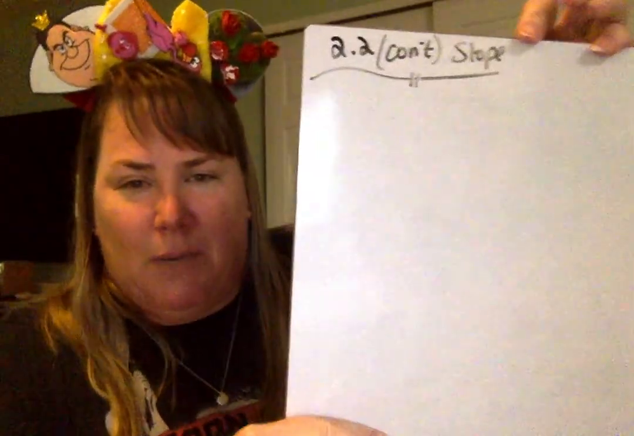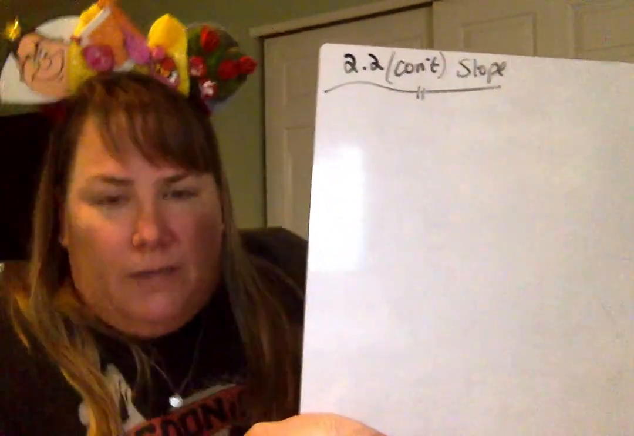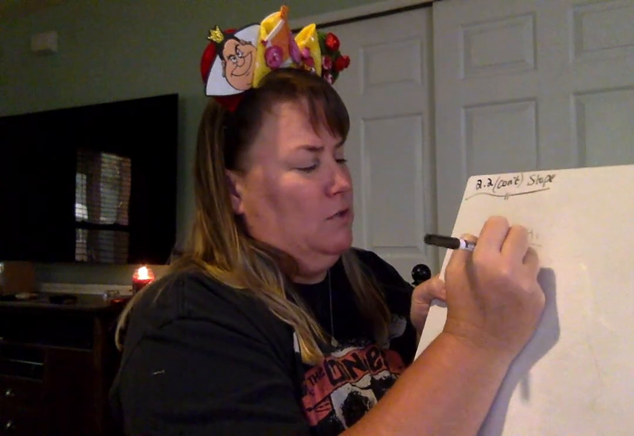2.2. Those of you guys in my class, this means continued slope. As a reminder, slope is the rate of change. It's a change vertically over the change horizontally. And as our formula, m equals y2 minus y1 over x2 minus x1.